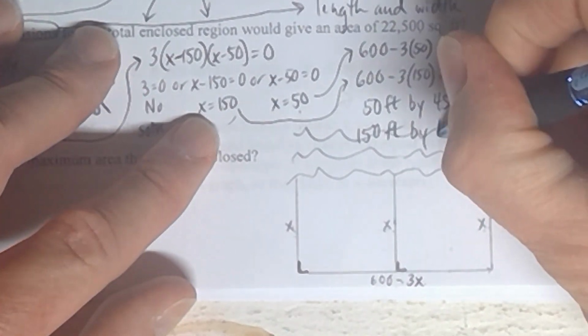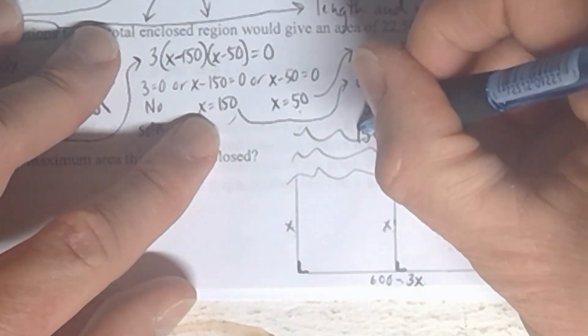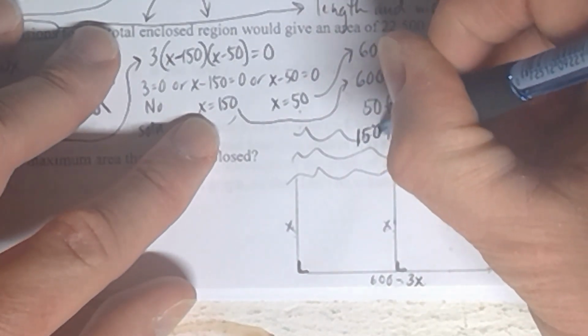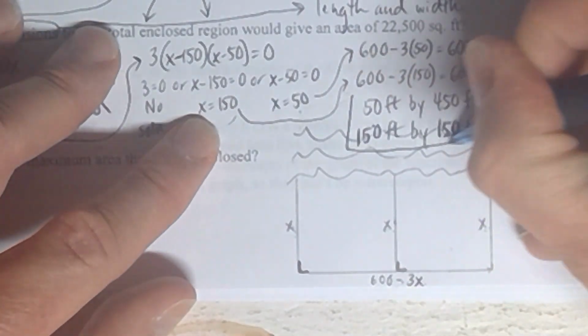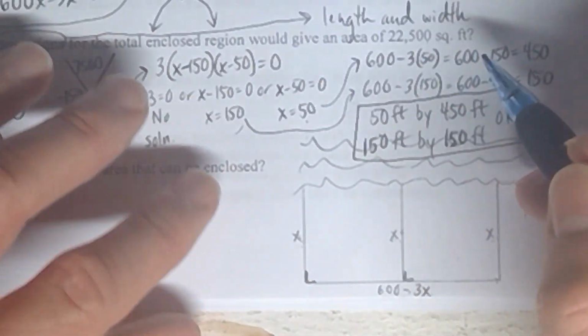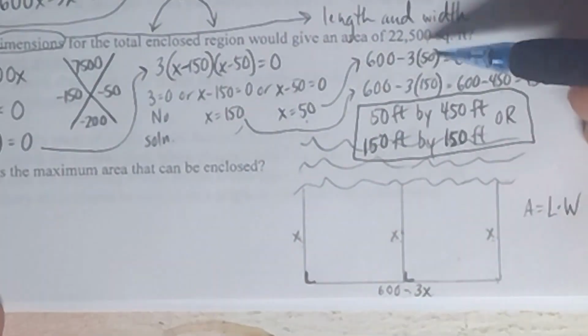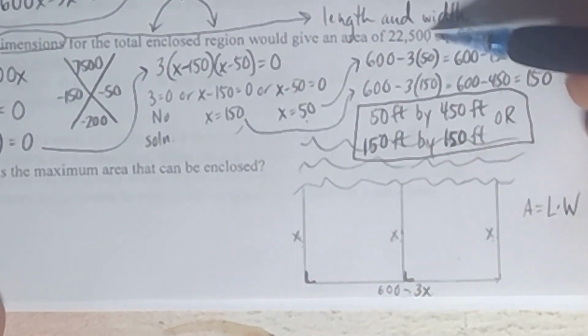Okay? Sorry, I kind of ran into the river there, so to speak. 150 feet by 150 feet. And so there's two different possibilities right there for when the area is exactly equal to 22,500, and you're this farmer right here, then you've got a choice.